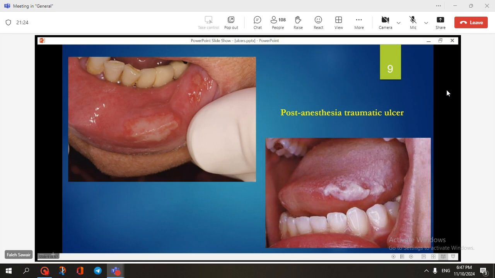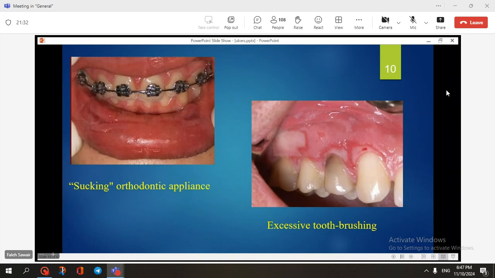So sometimes after anesthesia, the patient will come to you in the next visit with ulceration to the lower lip or the tongue, for example. Also, sometimes patients who have orthodontic appliances do sucking of the buccal mucosa or the labial mucosa against the appliance. And this will cause irritation to the labial mucosa or the buccal mucosa and may result in ulceration.